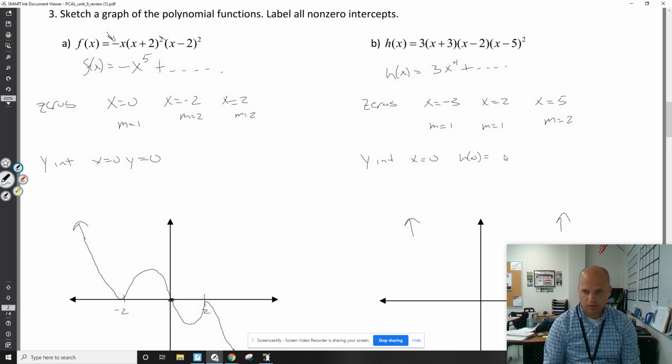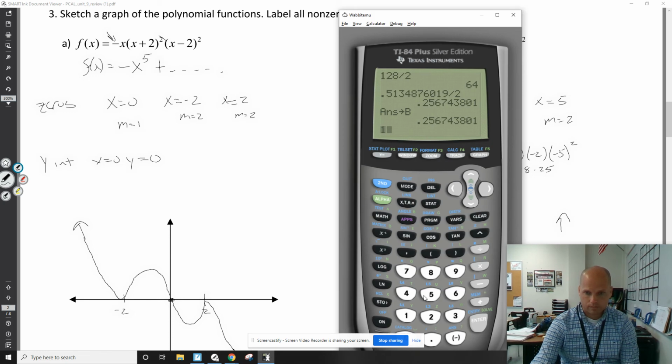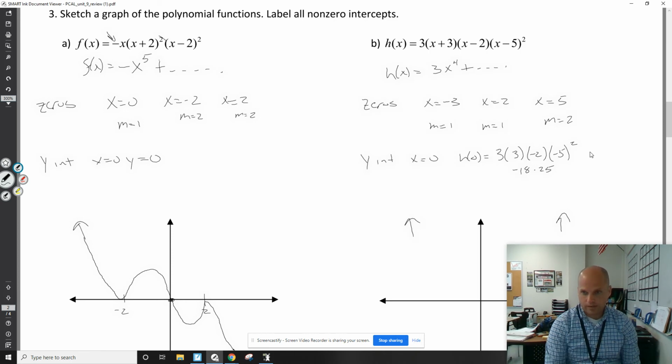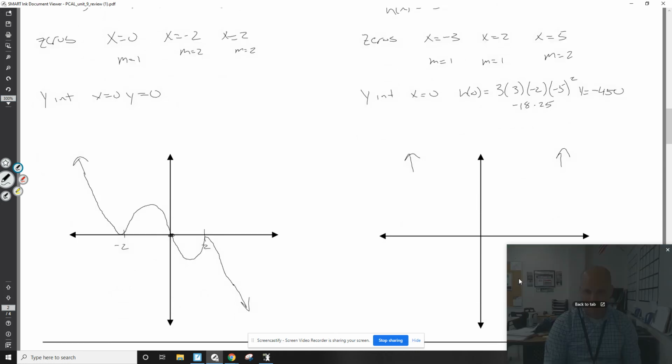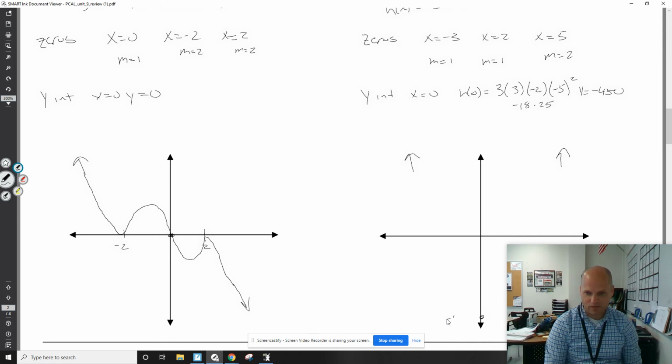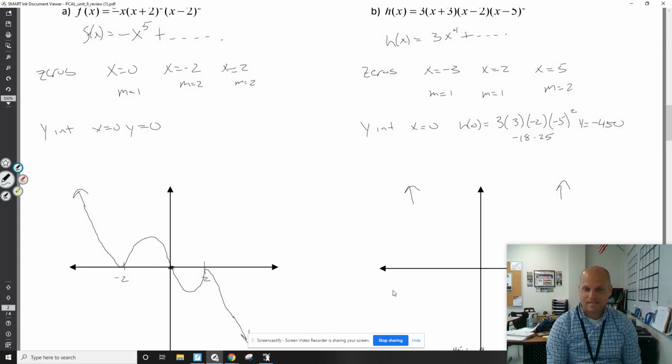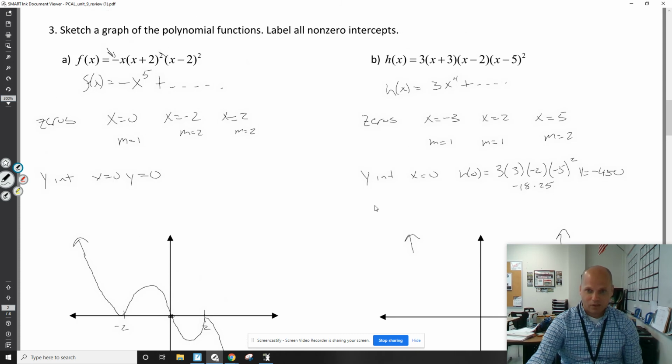whatever h of 0 is, plugging 0 in for x, I get 3 times -2 times -5 squared. That is not a nice number. It is 18 times 25, which is a large number. That's negative. -450. Great. So I do have a point 0, -450.